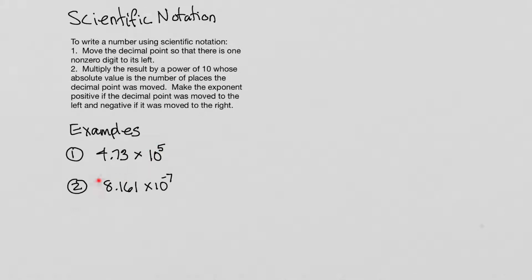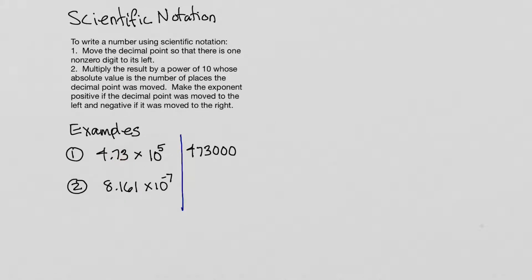Now in example number 2 here, this is in scientific form because here's the decimal place, and there's one non-zero digit to its left. So that's good. And look at this, we're multiplying by a power of 10. Now, look at the absolute value here. The absolute value of this is 7. So we know we moved the decimal point 7 places. The negative sign tells us we moved it to the right. So we started with some number, we located the decimal point, and we moved it to the right 7 places. So let's look at both of these in more detail.